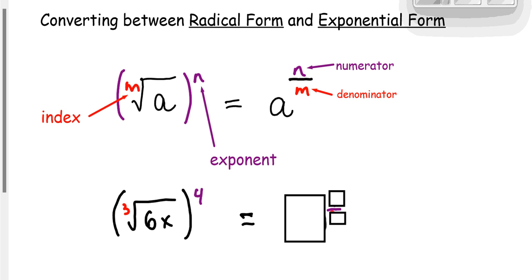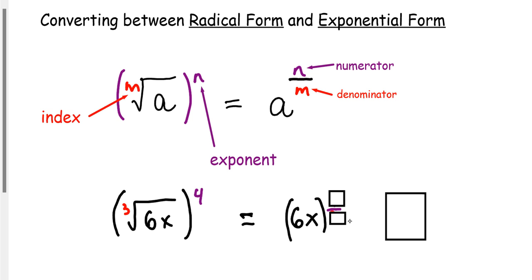In the bottom example, we have our 6x, which is under the square root sign, and that will be the base of our exponent in exponential form. The little 3 in the front of the root will now become the denominator, and the 4 exponent will become the numerator in exponential form.